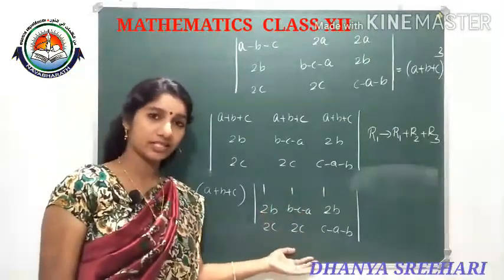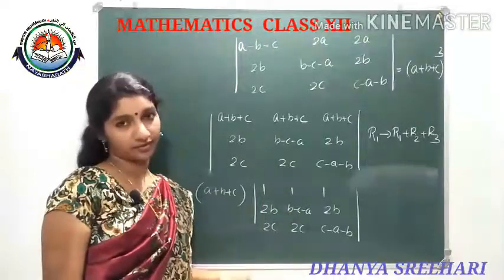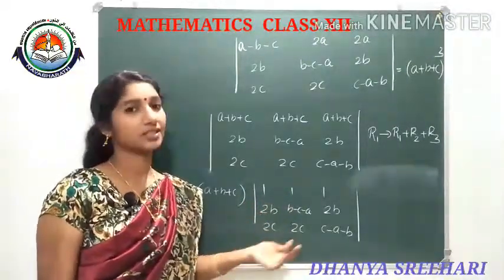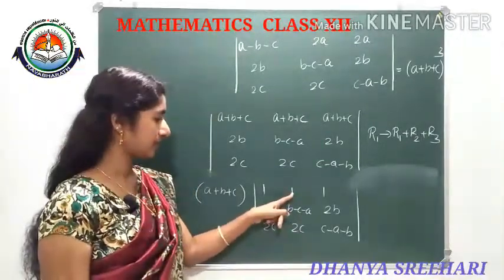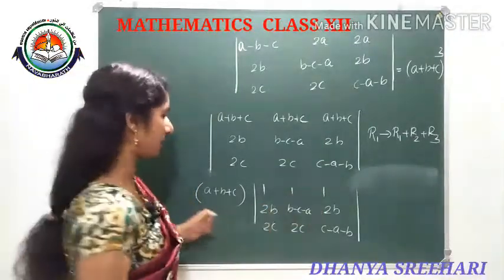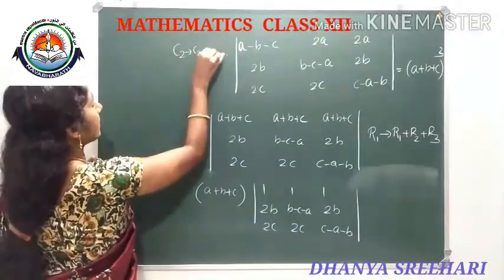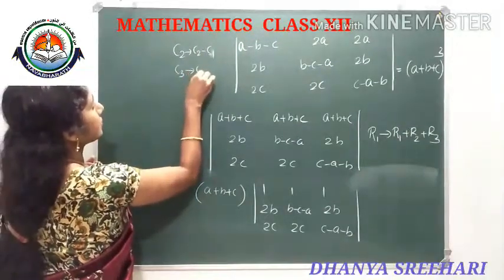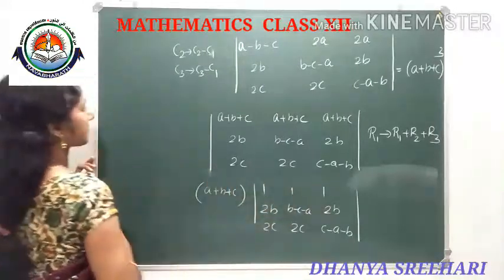Now you can expand, but lengthy steps will come. That's why we are making it into short form, and after that many elements we will make 0. Then after that we will do the expansion. So we are going to make this element 0, this element 0. So what we are going to do? C2 changes to C2 minus C1, and C3 also we can change to C3 minus C1. This minus this, this minus this.